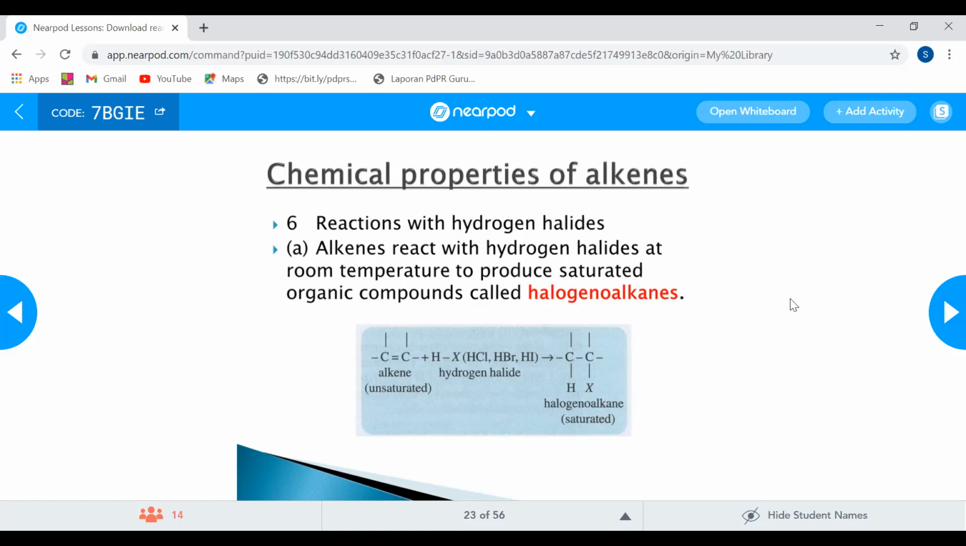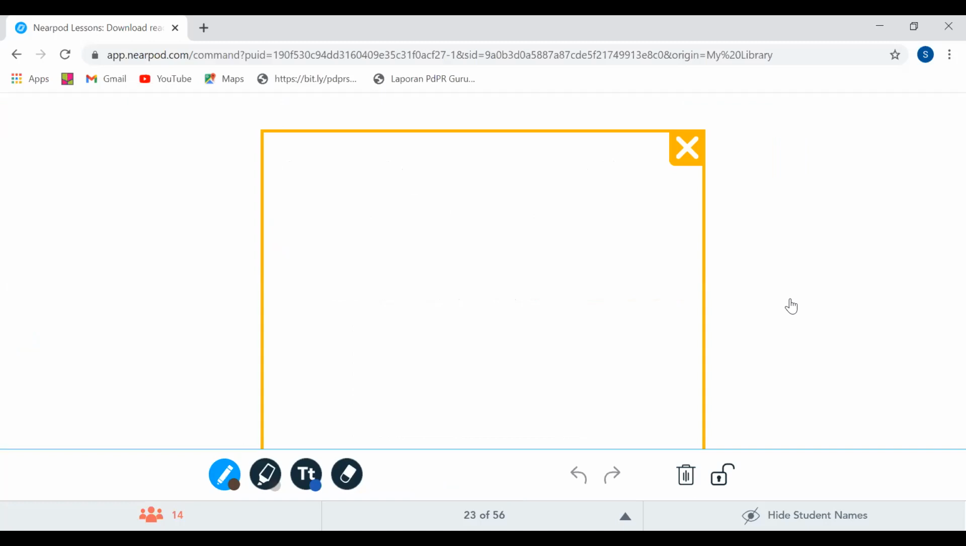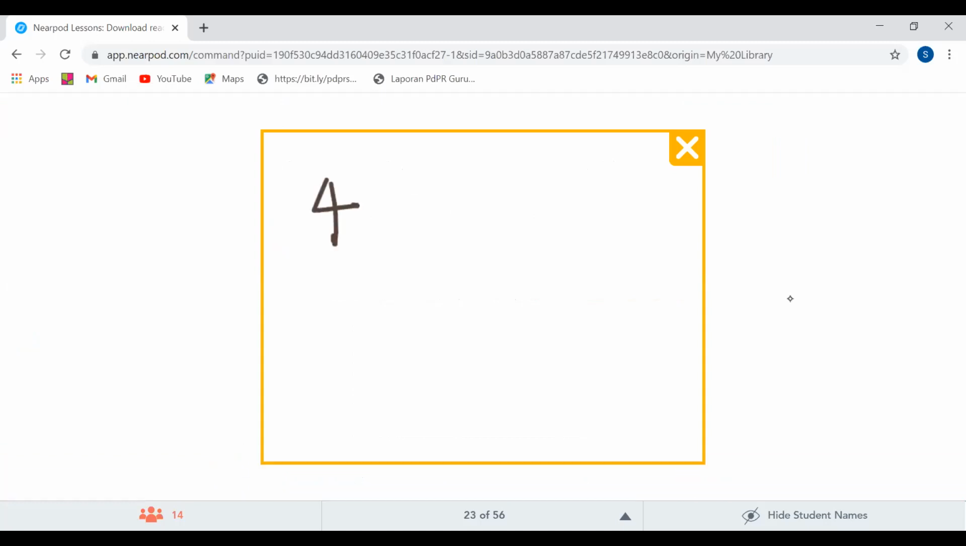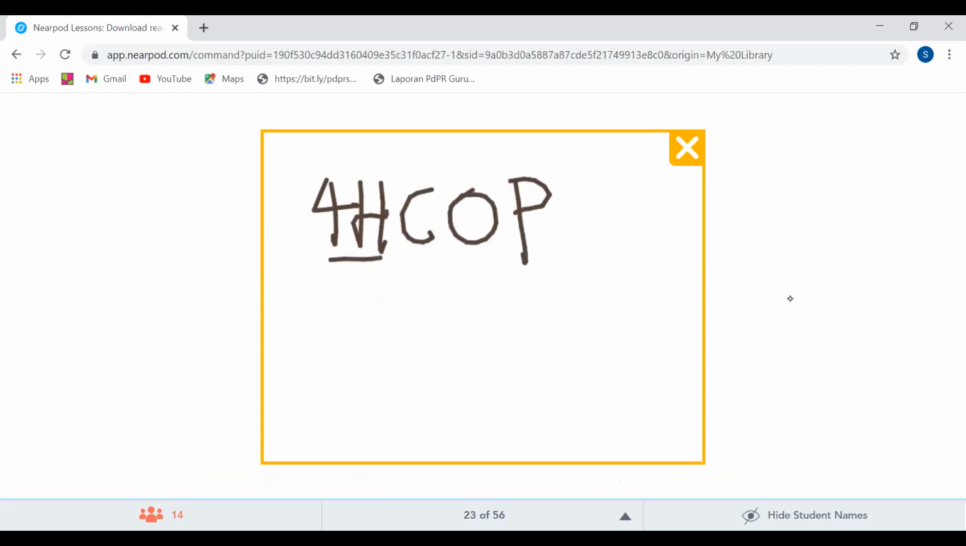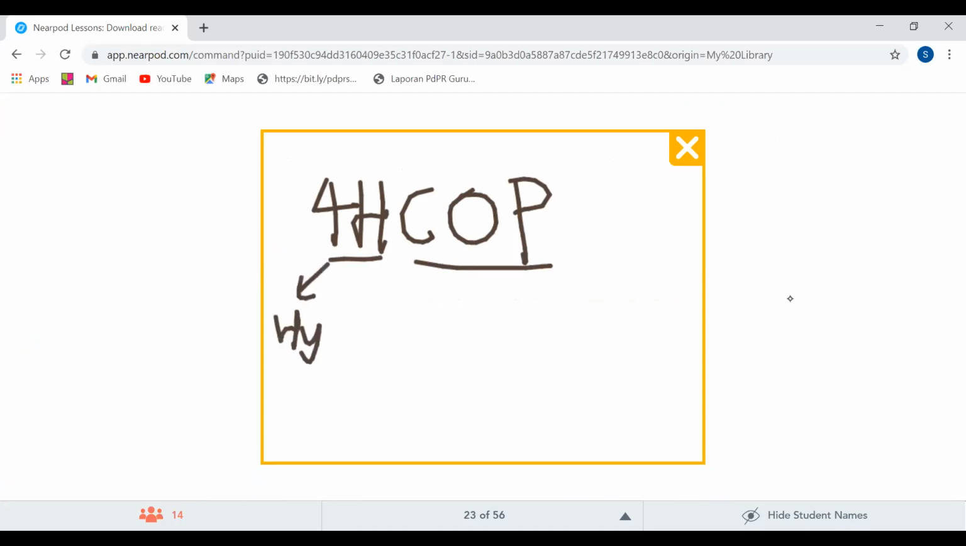Okay, so never mind. I told you the other day, for alkenes you must remember 4H chop. I taught you already hydrogenation. Do you all remember hydrogenation?